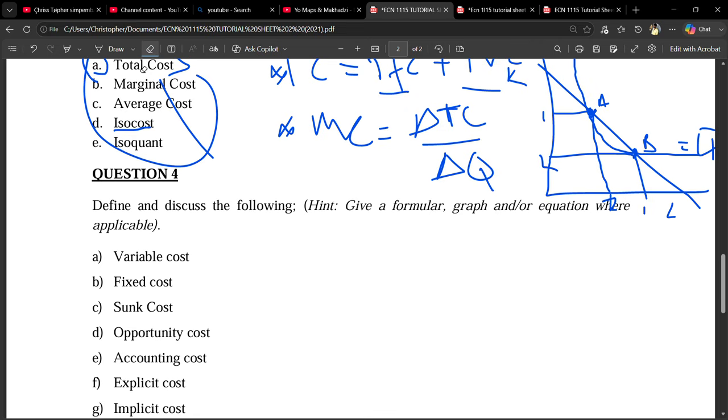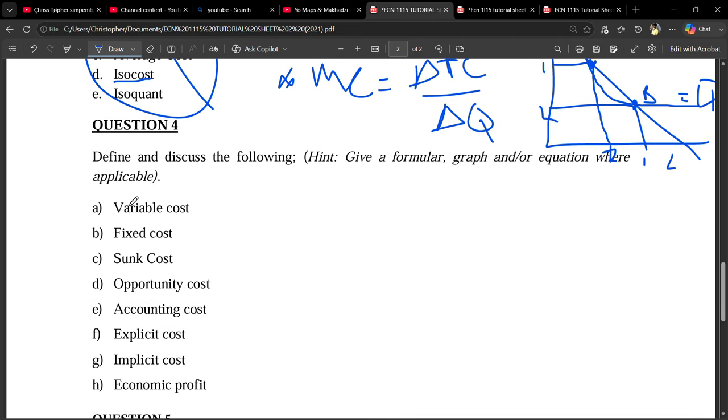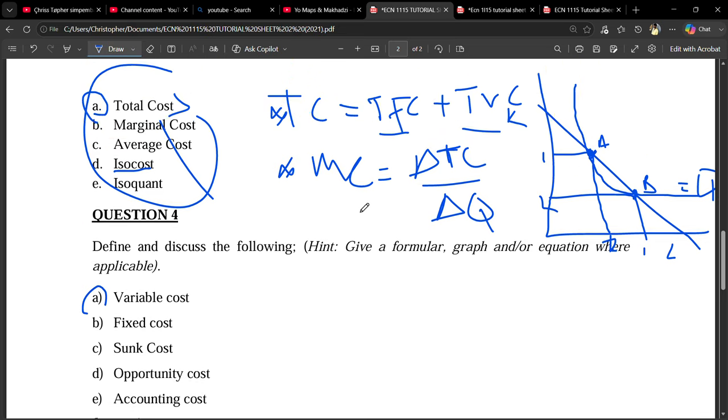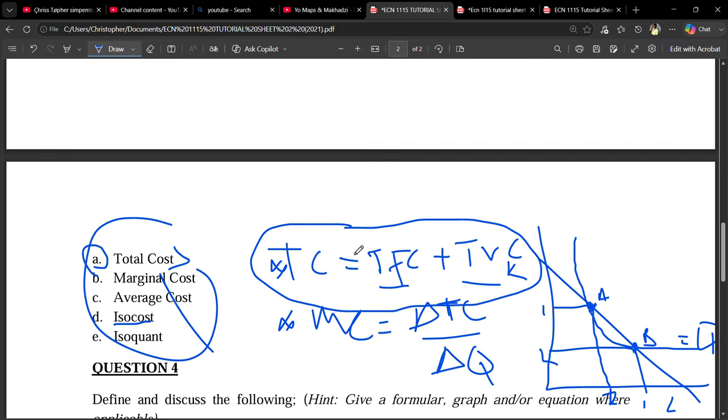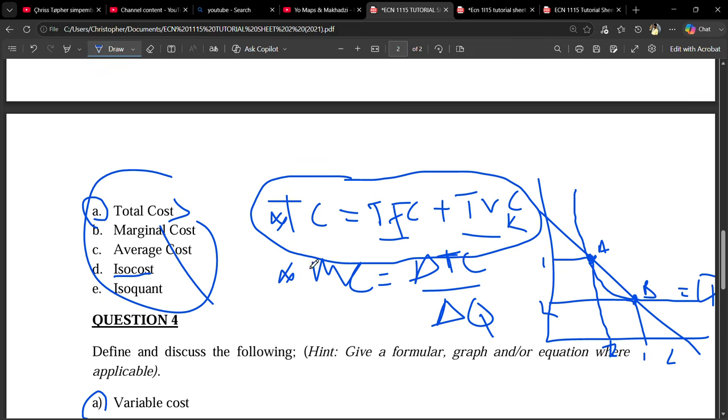Okay, so moving forward, we can also try to talk about the next question, which is saying it's the same thing as well. It's saying define and discuss the following. Of course, I talked about the hints. It's the same thing. So the first one is saying define and discuss variable costs. So variable costs are just costs. Remember, from this total cost function that we have here, this is the formula, right? Our formula, we have variable costs, which are here. We also have fixed ones that are here, right?